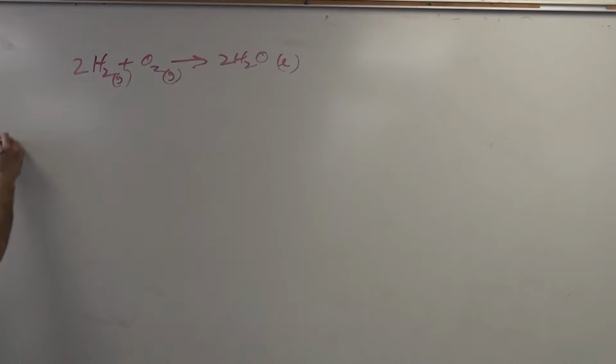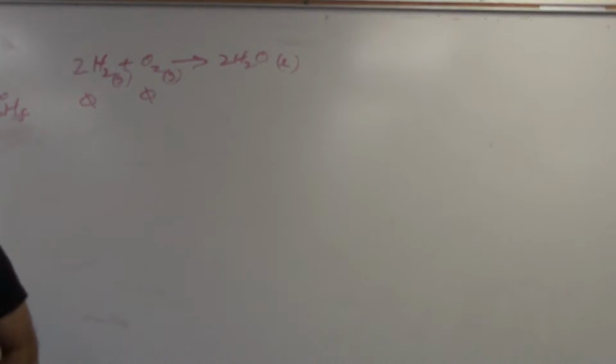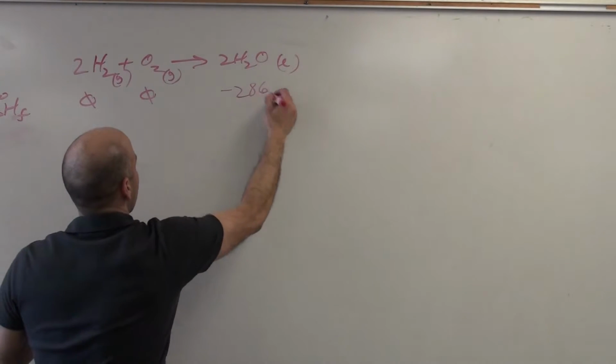Okay, so if I wanted to find the heat given off by this reaction, I would do the products minus the reactants. I first have to find the delta H of formations. So this one's 0, this one's 0. Then you look that one up, and the value for H2O liquid is negative 286.